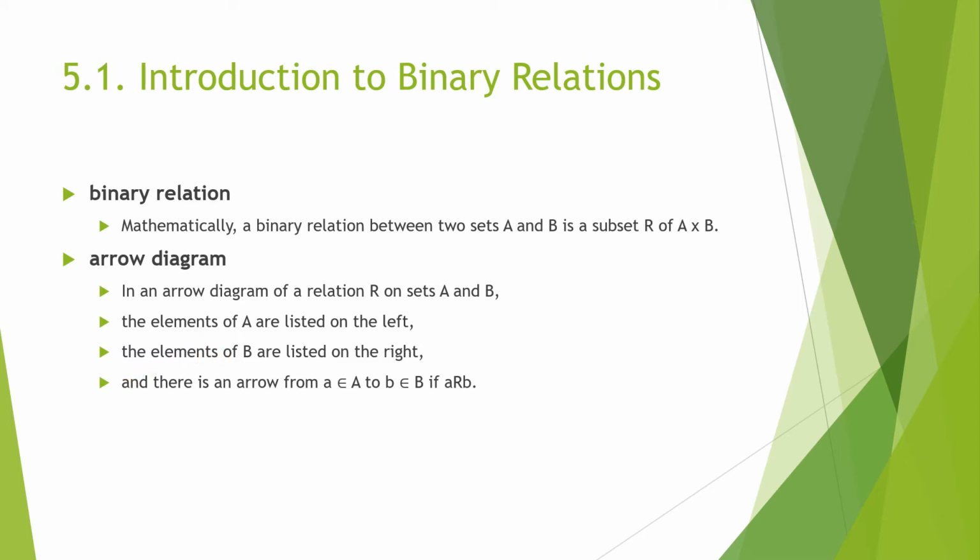And then if a is related to b by R, where a is an element of A and b is an element of B, this is the way that we represent the relation between a and b: you have to draw an arrow from a on the left hand side to b on the right hand side. So I'm going to show you an example in the next slide so you understand how arrow diagrams work.